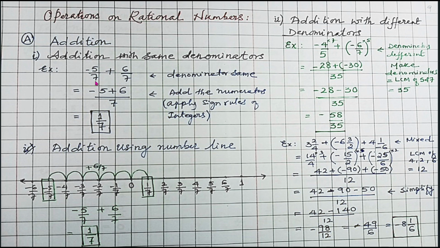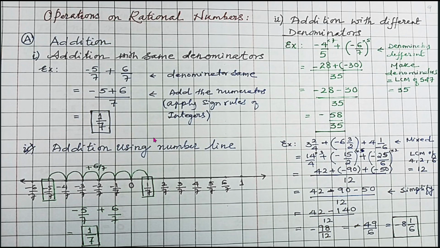Now when we add two rational numbers, we get again a rational number. The addition is very simple here. The denominators are the same, so we just have to add the numerators. Minus 5 plus 6 divided by 7 is 1 by 7, which is 100% a rational number. Therefore, addition of two rational numbers when the denominators are the same is very simple. Add the numerators and get the answer 1 by 7.